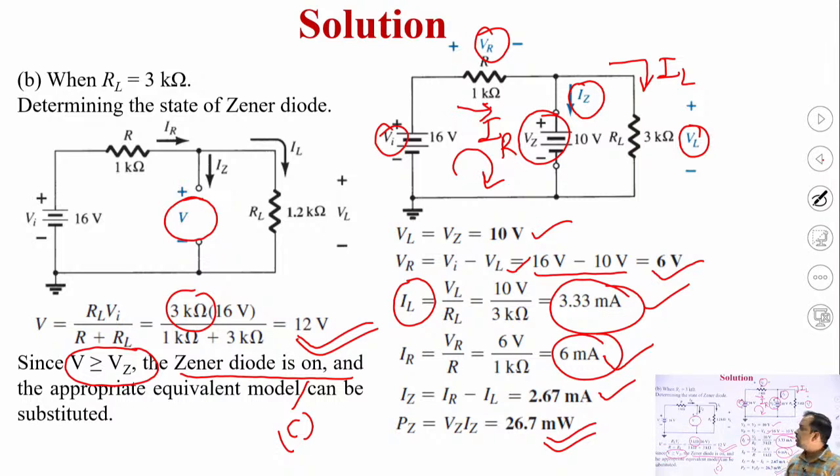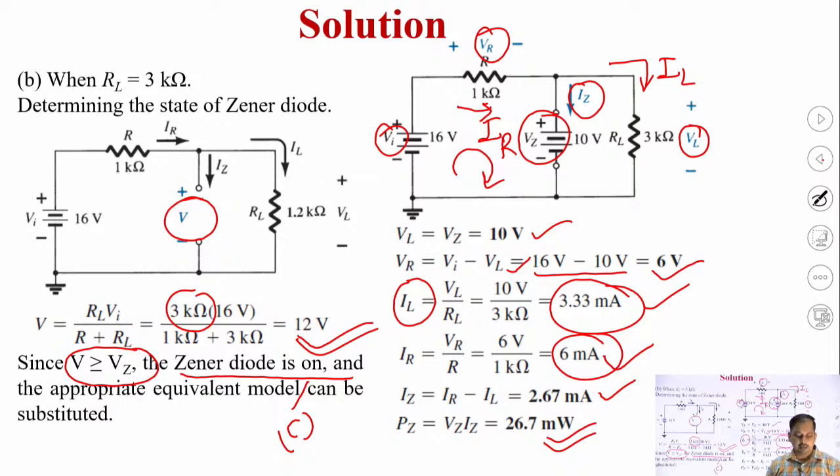For this particular situation, we can say that when the resistance increases from 1.2 kilo ohm to 3 kilo ohm, the circuit works as a regulator, but at 1.2 K the circuit was not working as a regulator. That means if we apply a load resistance with a very small value, it will not be able to turn on the Zener diode. We have to increase the value of load resistance.